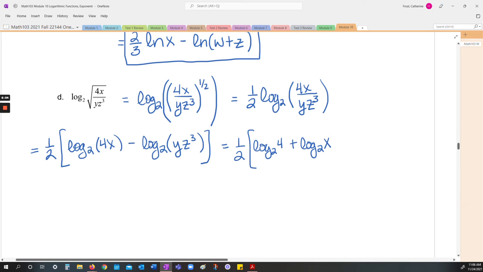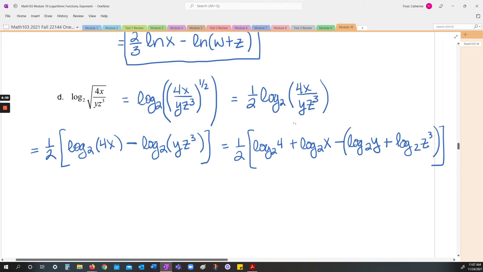And now we have to be careful again with parentheses or something. So either use some parentheses here after this minus sign, or just remember to distribute it. So minus log base 2 of y, and then we would have plus log base 2 of z cubed, but you could go ahead and distribute the minus sign.